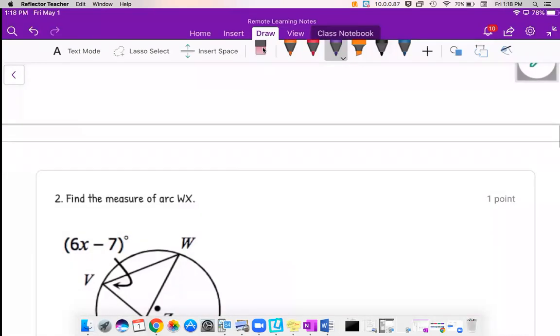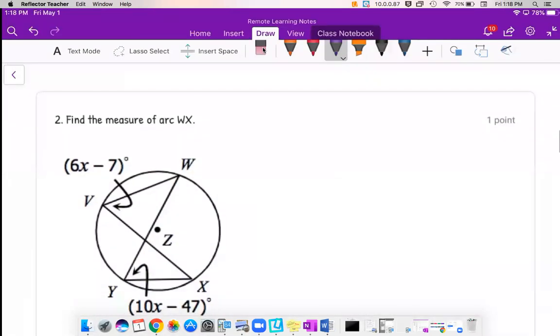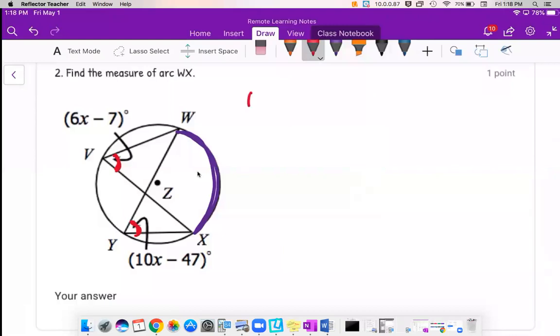Okay, question number 2. It says find the measure of arc WX. So you guys are looking for this arc right here. Now, first thing you should notice is that both angle V and angle Y right here are inscribed angles of that same arc. So they have the same intercepted arc. So what that means is that these two angles are going to be congruent to each other. So the way you're going to solve this is you're going to take 6x minus 7, set it equal to 10x minus 47, and then do your algebra and solve.